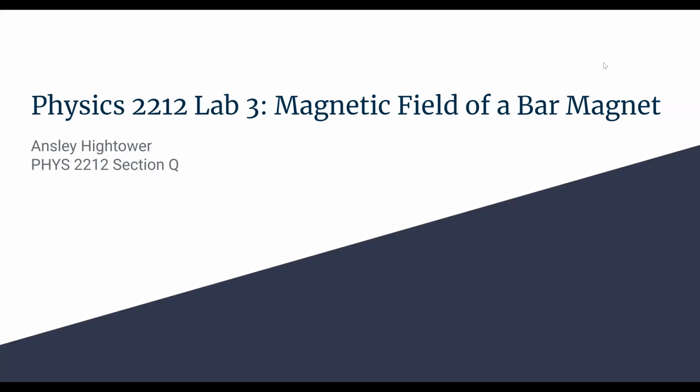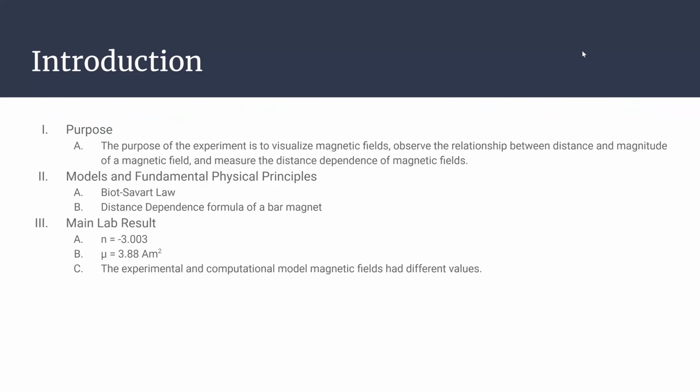Hey everyone, this is my Physics 2 Lab 3, magnetic field of a bar magnet. So the purpose of this lab was to visualize magnetic fields and observe the relationship between distance and magnitude of a magnetic field, and also to measure the distance dependence of magnetic fields.